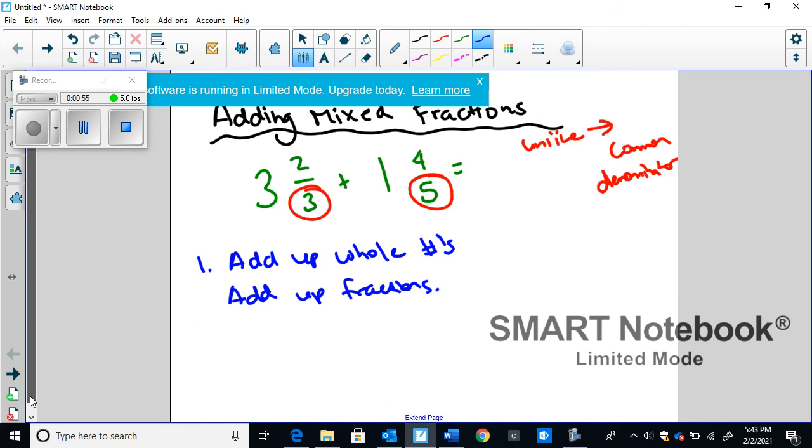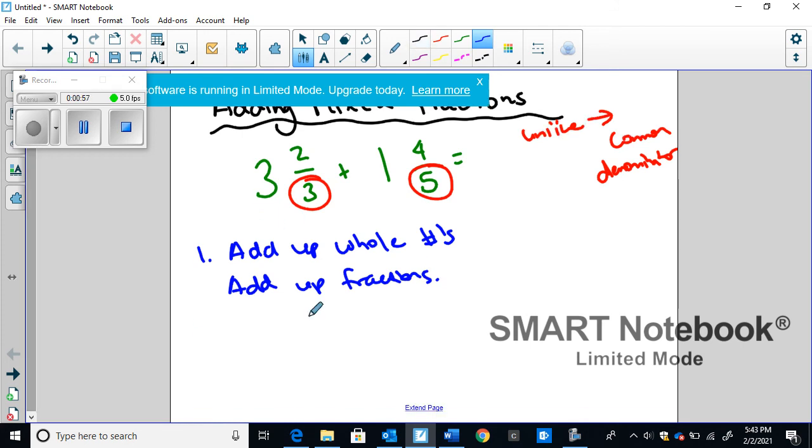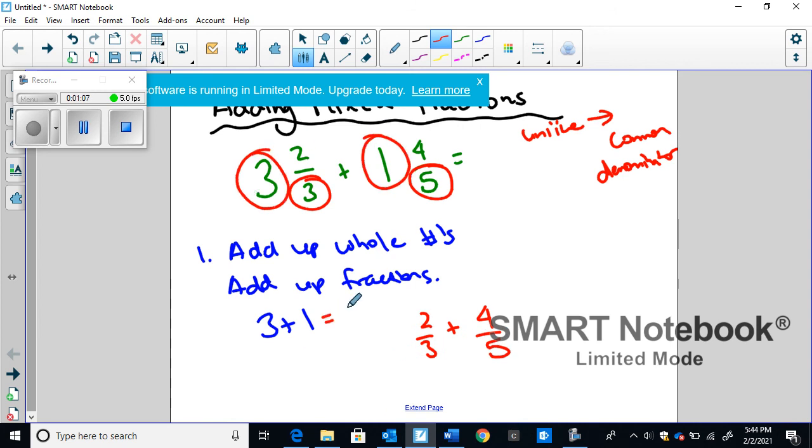All right, so in order to do that, we would go, okay, we're going to go 3 plus 1, and we're going to go 2/3 plus 4/5. So basically, I separated out the whole numbers. 3 plus 1 is 4. And then I separated out the fractions, 2/3 plus 4/5.